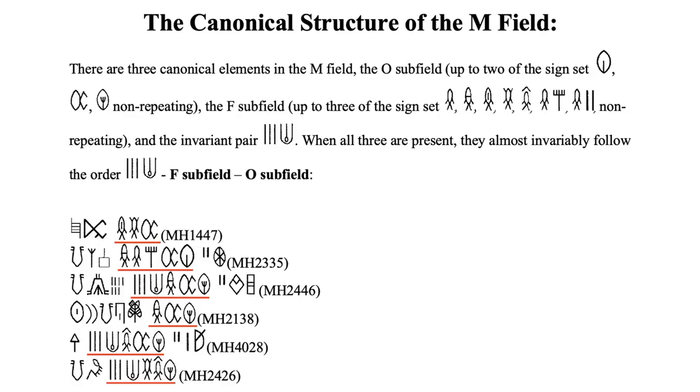All right. So another part of the review is the canonical structure of the M field, which, as we've already shown, is kind of broken into 3 parts. Now, these 3 parts are not always present in all M fields, but they consist of up to 2 non-repeating members of a set of 3 signs that we call the O subfield for oval, because these 3 signs up here, this one's the least common, but this one and this one are very common, and they all share an oval grapheme of some sort, and in the case of at least these latter 2, appear to be compounds involving the oval sign and perhaps some other sign like the staff sign, and in this case the tongs sign, of which we'll have much more to say later on.